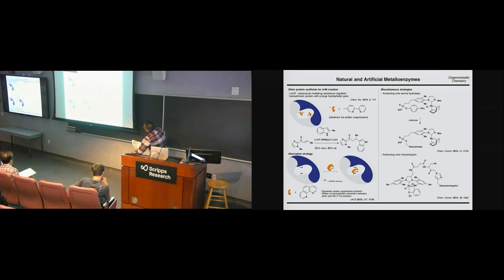This is a homodimeric protein, as shown by this cartoon here, that has a large hydrophobic core in the center. And they were able to take advantage of this hydrophobic core as essentially the active site for the artificial metalloenzyme. And the first generation of their platform is the following. They use amber suppression methodology to introduce an amino acid that contains this bipyridine side chain.